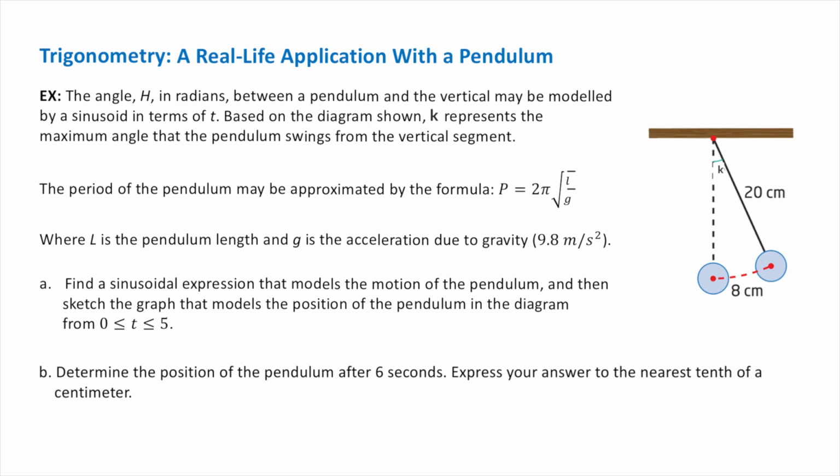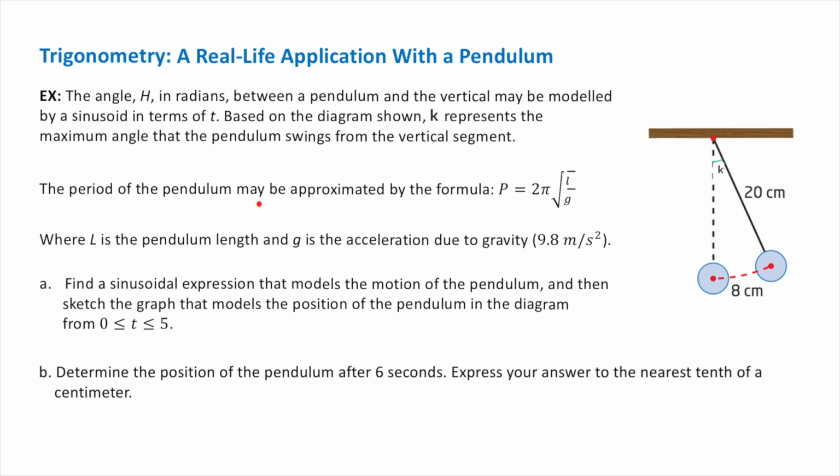Based on the diagram shown, K represents the maximum angle that the pendulum swings from the vertical segment. Again, as the pendulum swings, it reaches a maximum. It doesn't go all the way around. It goes up to a maximum angle, a maximum aperture or opening. Then the angle decreases, gets to 0 at the vertical right here, and then it starts opening again in the other direction, and it reaches a maximum. It's going to go up to somewhere here, and then it goes back to that maximum, and so forth. So K is the maximum angle reached by the pendulum on either side of the vertical.